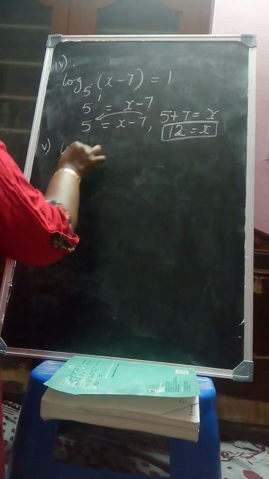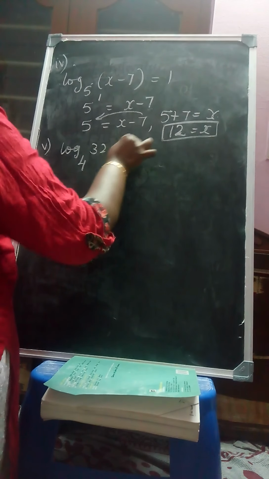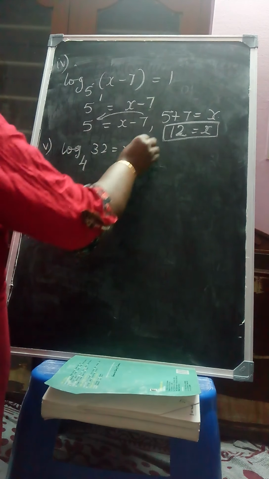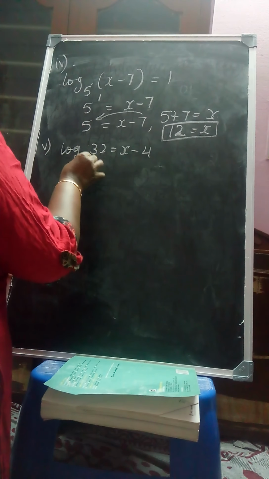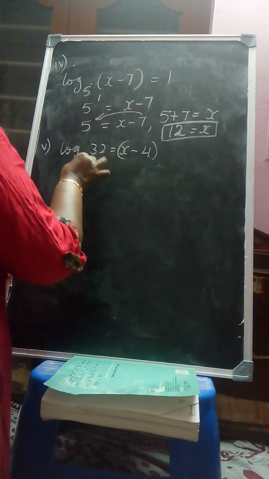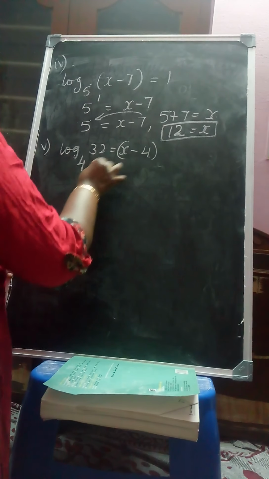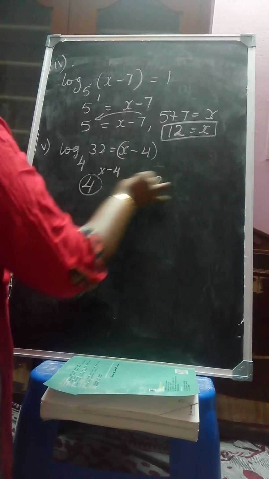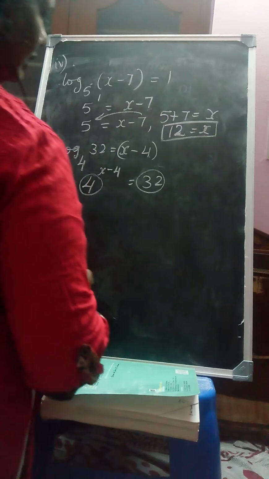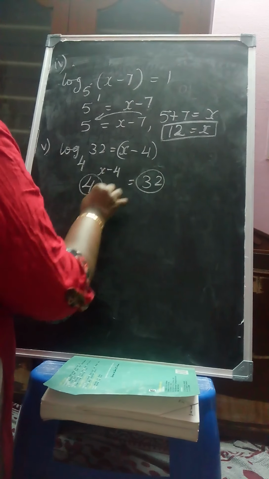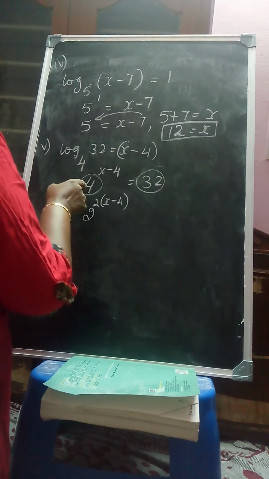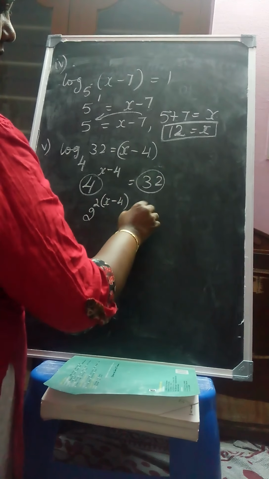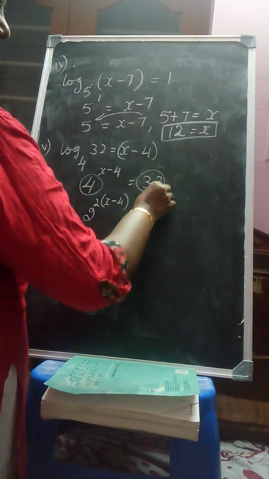log₄ 32 is equal to x minus 4. So here x minus 4 will be the power of 4. 4 to the power of x minus 4 is equal to 32. Now 4 and 32 can be brought to the base 2. So (2 square) to the power of x minus 4. See here I have taken 2 square to the power of x minus 4 and put it in a bracket. Now this is equal to, 32 is 2 raised to the power of 5.